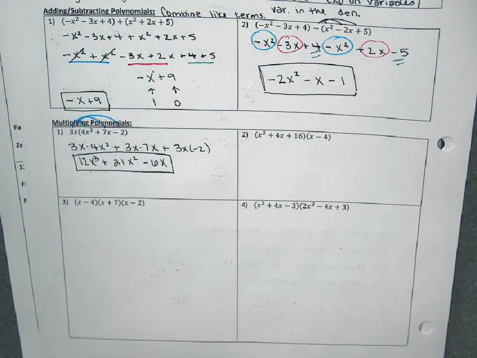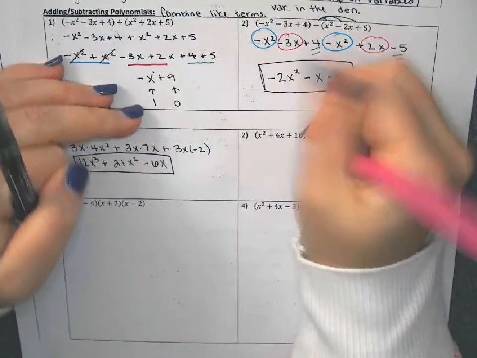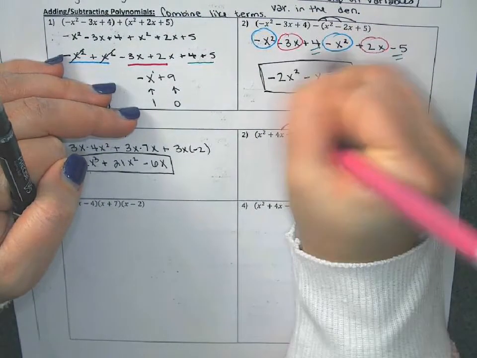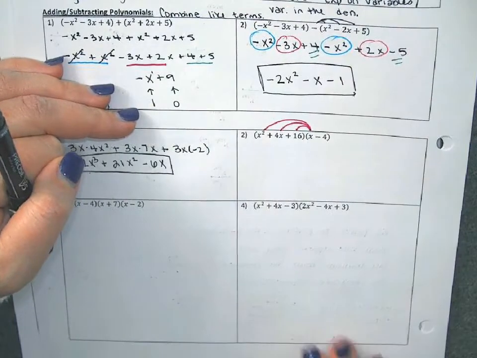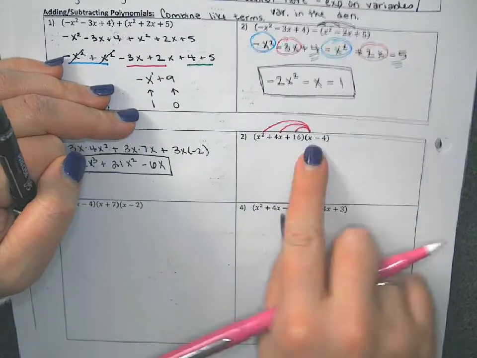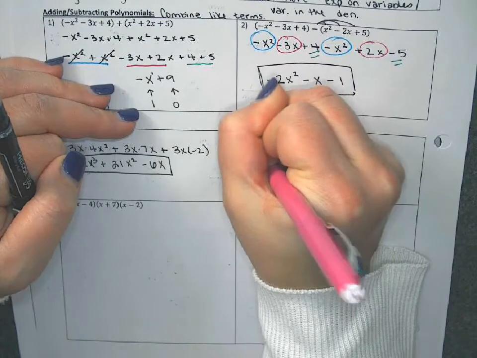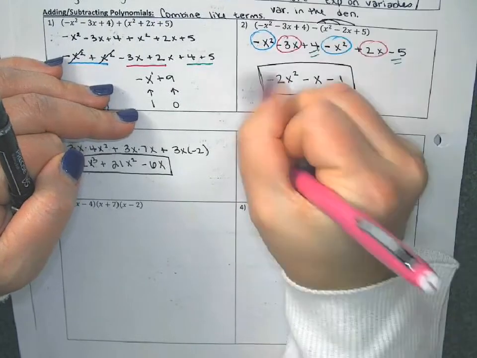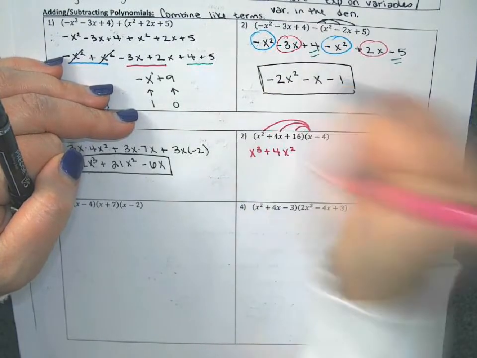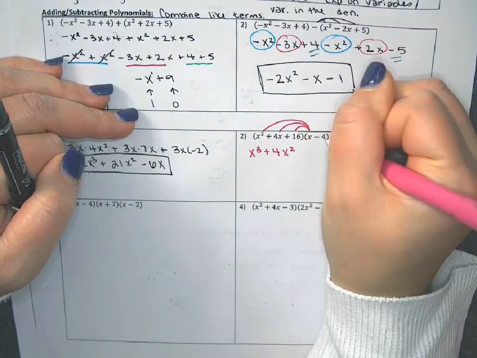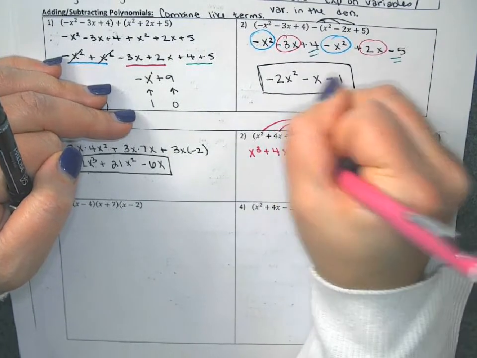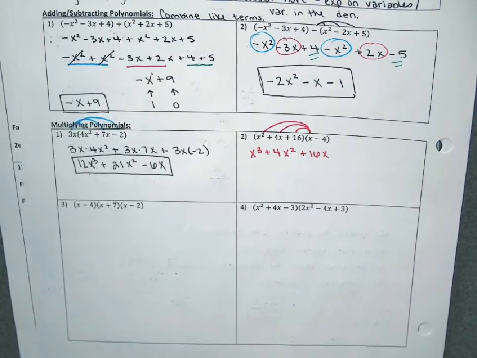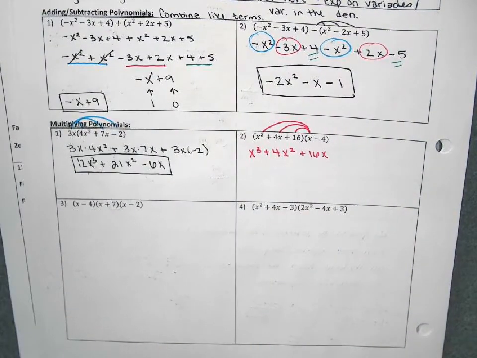So what I usually do is I distribute the binomial to the trinomial. So if I distribute x to x squared, I get x to the third. x to 4x, I'm going to get 4x squared. If I distribute x to 16, I'm going to get 16x. And I'll color coordinate this for you.